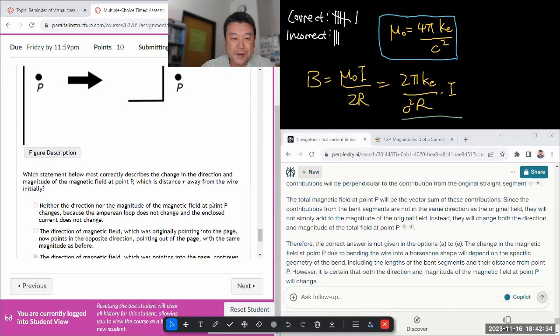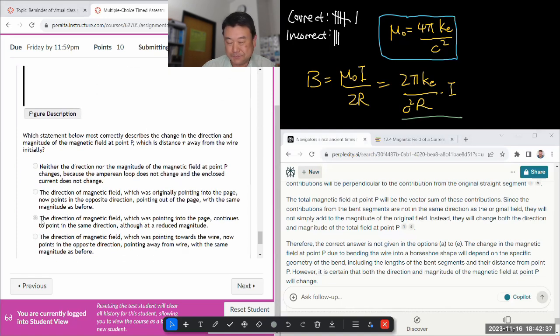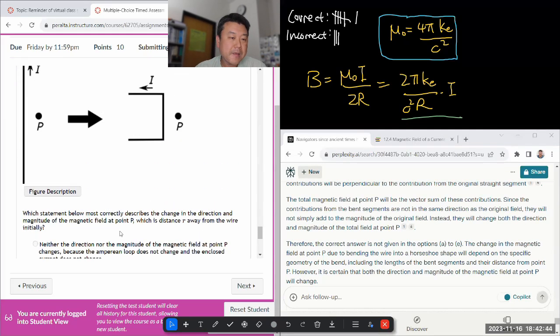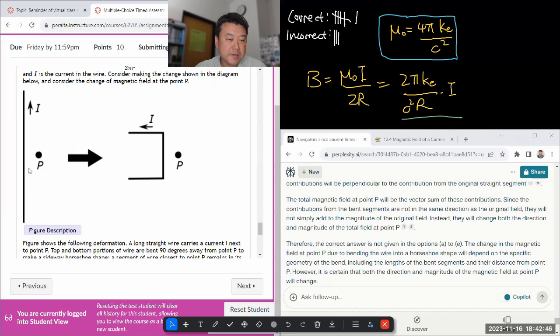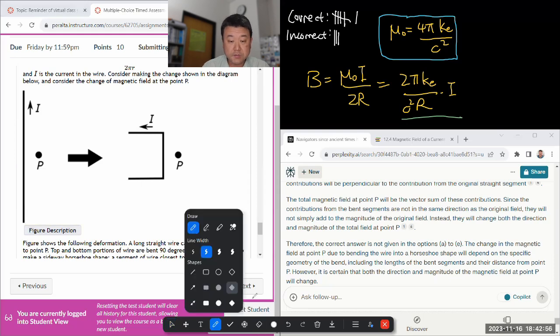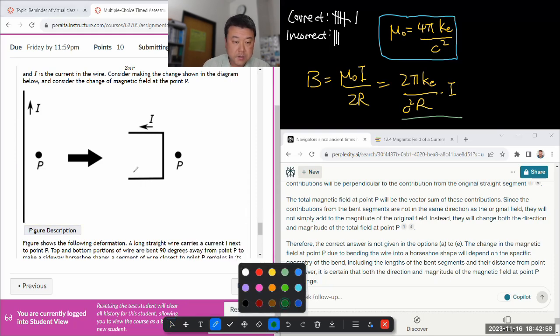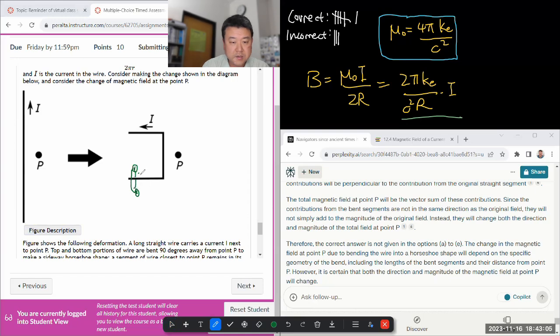So let's figure out why the thing I picked, just randomly guessing, the direction of the magnetic field continues to point in the same direction, why that's correct, all that are reduced magnetic field. Okay. So we are saying we had this and then we bent this away. One of the things to figure out is what's the contribution to the magnetic field from each of the segments. So in this segment, using the right-hand rule, it points out here, goes around, points in here, and that's going to be the same kind of arrangement here.